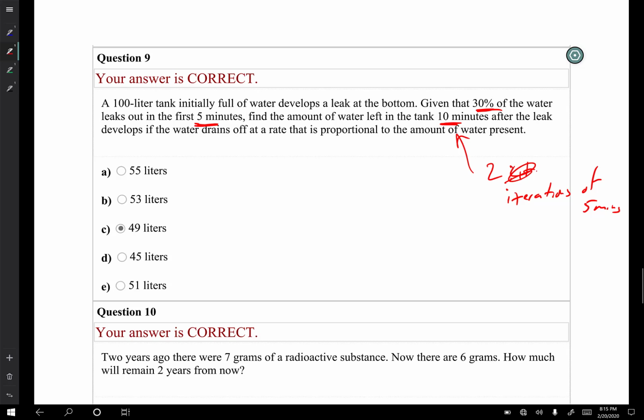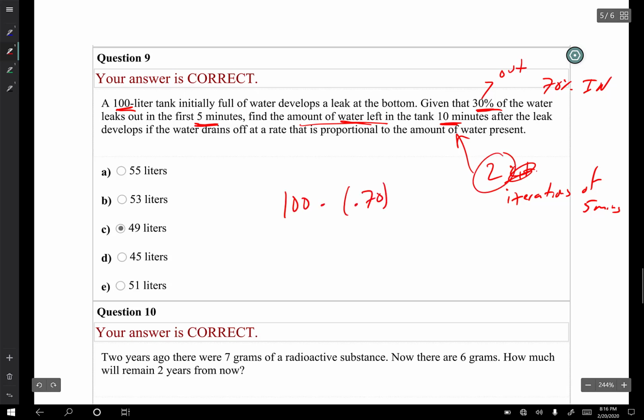Okay, find the amount of water left. If this is how much goes out, I have 70% of the water in. Hopefully that made sense. The initial amount is 100, so 100 times 0.70, and there are how many iterations? 2. So it's 0.70 squared, which is 0.49. So 100 times 0.49, and you get 49.